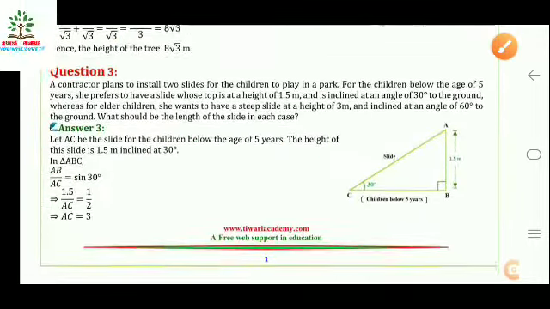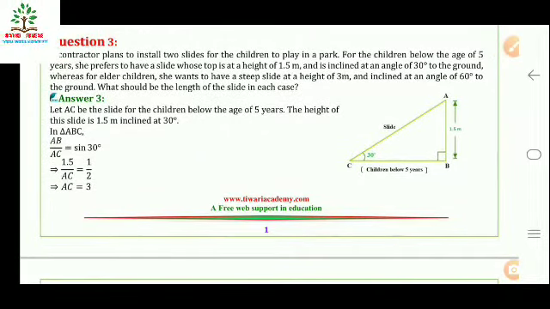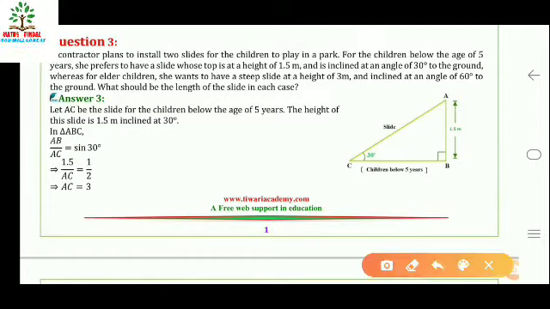Now looking at question number 3. It's a very simple question. It is given here: a contractor plans to install 2 slides for the children in a park.